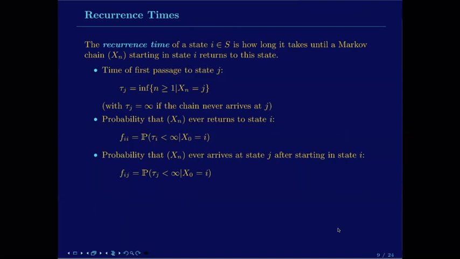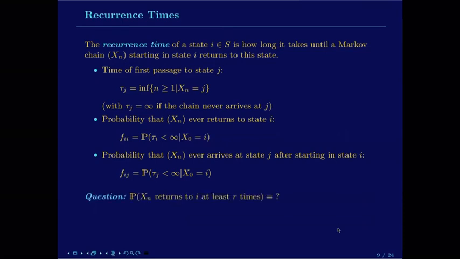Now, the probability that X_n ever returns to state i can be expressed as the probability that the time of first passage to i is finite, given that the Markov chain at time 0 starts in state i. We call that f_ii. Similarly, we can look at the probability that the Markov chain ever arrives at state j after starting in state i. That is the probability that the time of first passage to state j is finite, given that the Markov chain starts in i, and we call that f_ij.